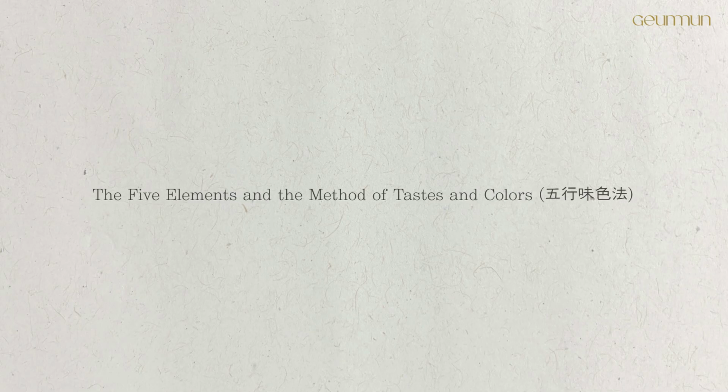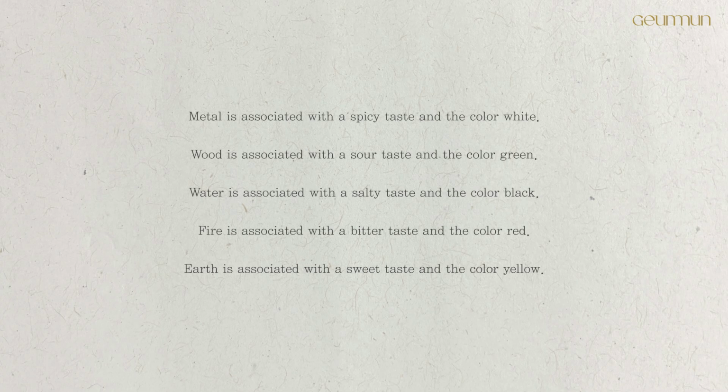Volume 1, Section 3-4, the 5 elements and the method of tastes and colors. Each of the 5 elements corresponds to a particular taste and color. Metal is associated with a spicy taste and the color white. Wood is associated with a sour taste and the color green.